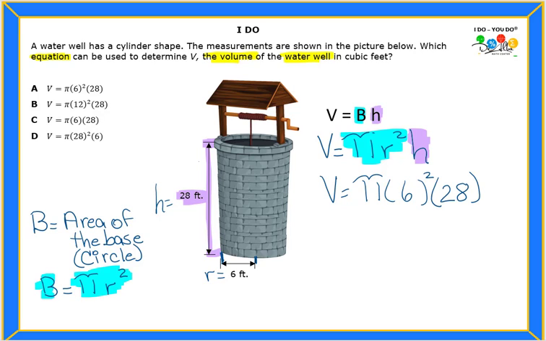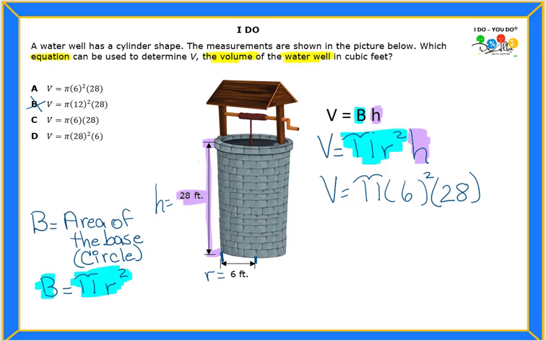Letter A, it's pi 6 squared times 28. That looks pretty good, right? What about B? B has a 12. Where did they get the 12 from? Oh, from the diameter, right? Exactly. Nope, that's not right. That's not diameter. So that cannot be my answer.